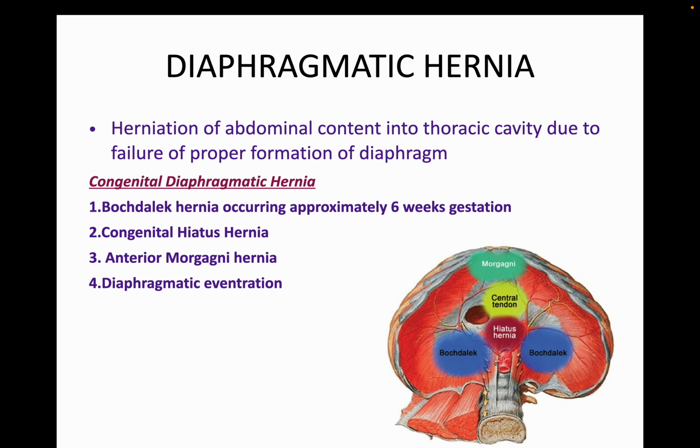There are four types of congenital diaphragmatic hernia. They are the Bochdalek hernia, then congenital hiatus hernia, then anterior Morgagni hernia, and diaphragmatic eventration. You can see, as I have told you, the central tendon is developing from where? That is the septum transversum. Then the pleuroperitoneal membrane, they are going to present on this side, they are going to form the Bochdalek hernia. So this is the foramen of Morgagni. So that we will discuss in the next slides. I will tell you. So these are the different sites of these different congenital diaphragmatic hernias.